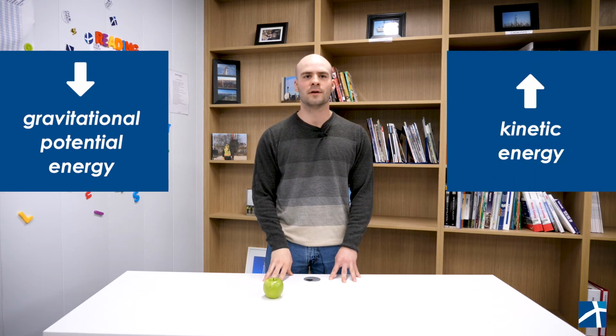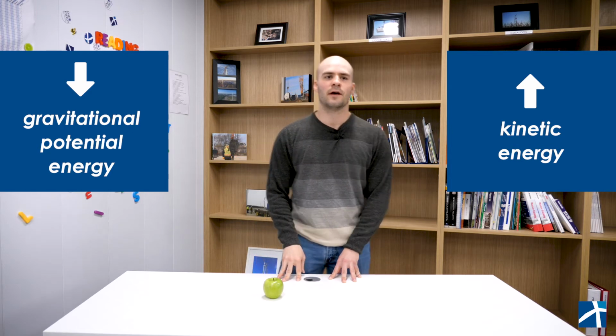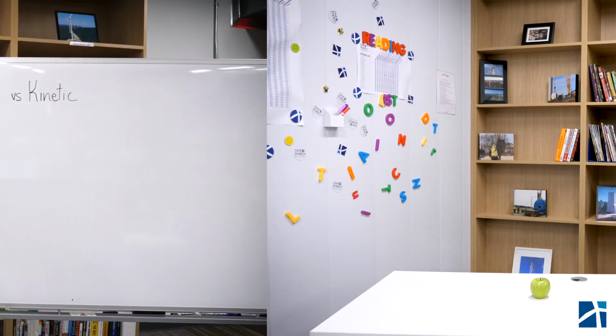Now, I can convert potential energy into kinetic energy just by letting go of this apple and having gravity do its thing. As the apple falls, the gravitational potential energy decreases. At the same time, the kinetic energy of the apple is starting to increase because the apple is moving. The greater the speed of the apple, the higher its kinetic energy.